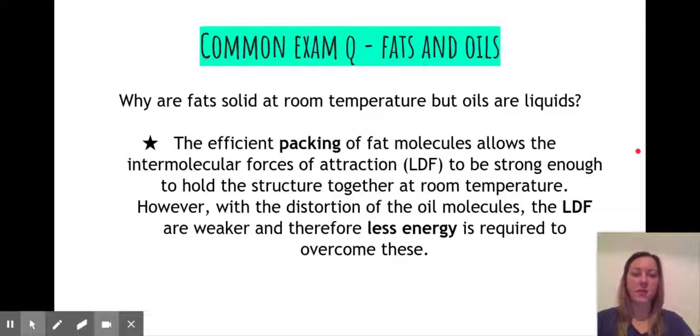So this is very, very important. It gets asked a lot. Make sure that you understand why fats are solid at room temperature, but oils are liquids.